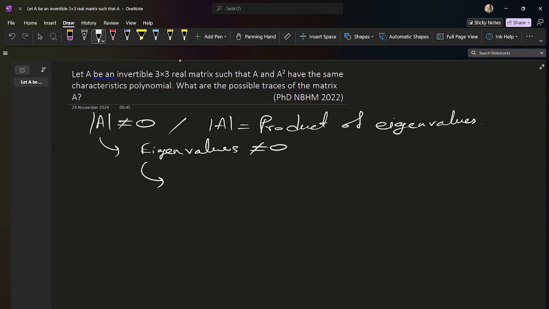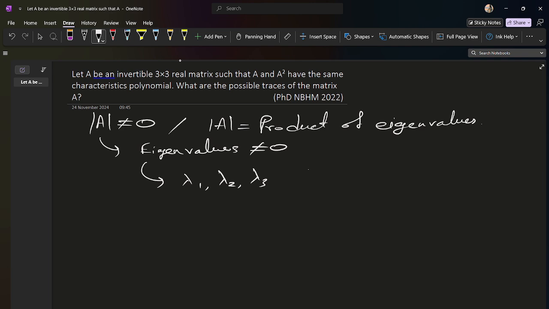So let lambda 1, lambda 2 and lambda 3 be the eigenvalues of A and A square also, because they share the same characteristic polynomial. So the roots will be also same. We know that the roots of the characteristic polynomial are the eigenvalues. So the eigenvalues of A and A square are same. So we can only name these three.